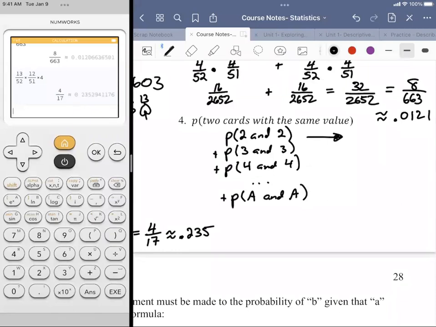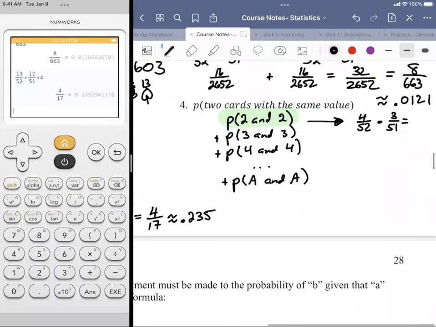So just like we did in the last one, we'll look at one scenario. Probability of getting a 2 and a 2. 4 out of 52. Because initially there's 4 cards that are worth 2 points, whatever you want to say, it has a value of 2. Select one at random. Now there's only 3 left over out of 51. And that gives me 12 over 2652.